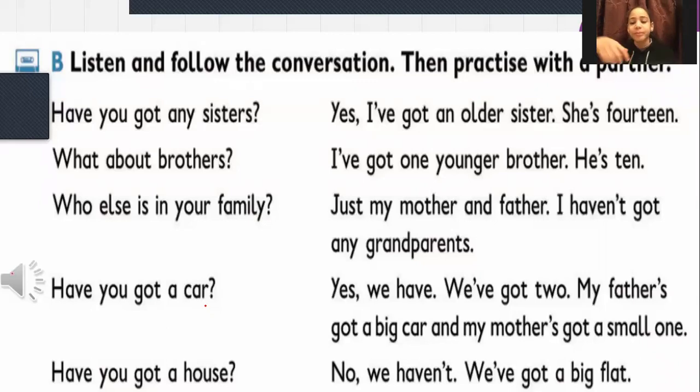Have you got a car? Yes, we have. We've got two. My father's got a big car and my mother's got a small one. Have you got a house? No, we haven't. We've got a big flat.